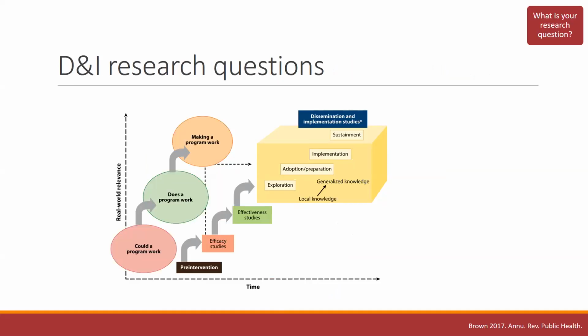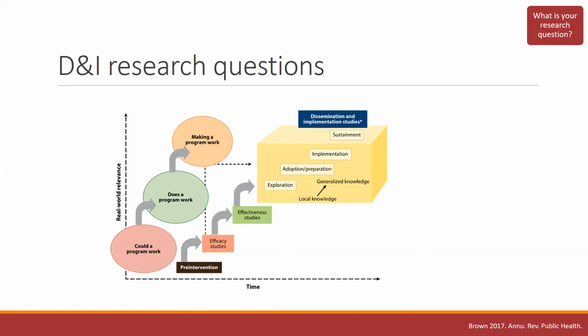Here, just to think about what it means to be doing D&I research, we can think about the continuum of different types of studies, thinking about pre-intervention studies, whether a program could work, is it even feasible, to then efficacy and effectiveness studies that receive a lot of the focus of our traditional research training. And then moving into this big yellow box, this is an image from one of the readings from the Annual Review of Public Health that Brown and colleagues put out a few years ago.